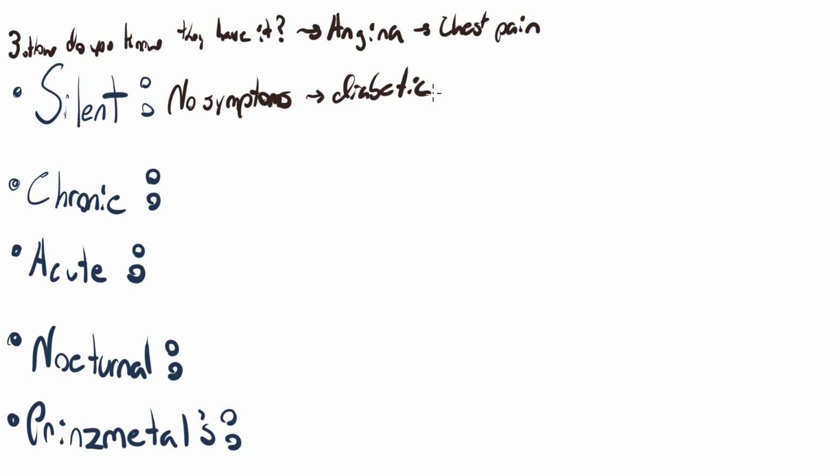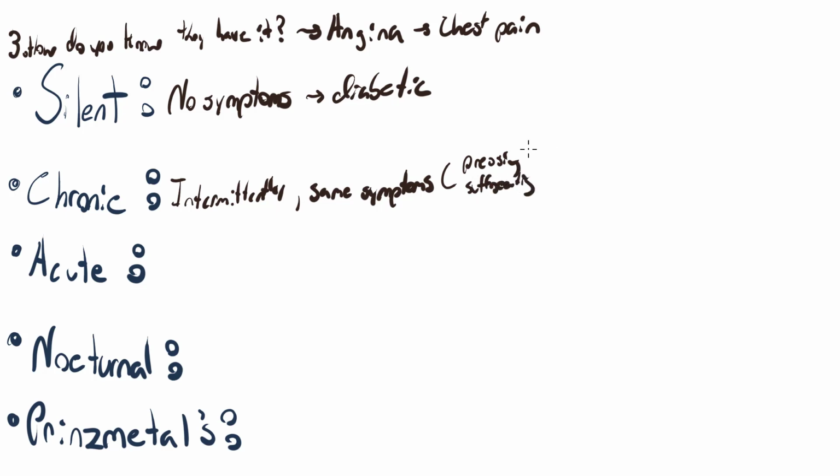The most common type of angina is something called chronic angina or chronic stable angina. This occurs intermittently and with the same symptoms each time. Okay? It's usually not a sharp or stabbing pain, but a pressing or suffocating pain, sometimes even burning.